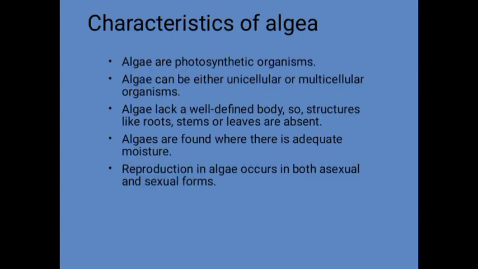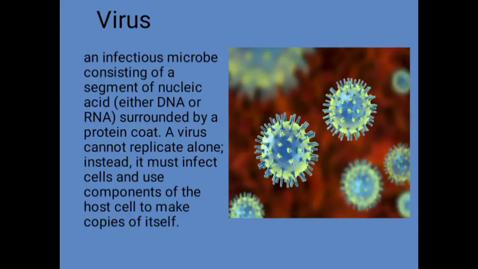So the characteristics of algae. First one is algae are photosynthetic organisms. The second one, algae can be either unicellular or multicellular organisms. Then algae lack a well-defined body, so structures like roots, stem or leaves are absent. Algae are found where there is adequate moisture. And the last one is the reproduction of algae occurs in both sexual and asexual forms.